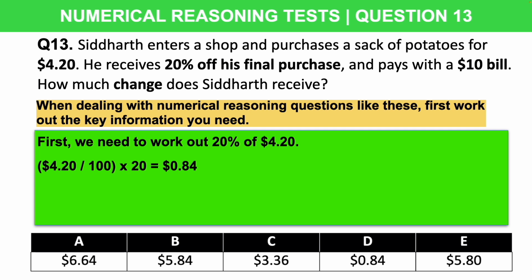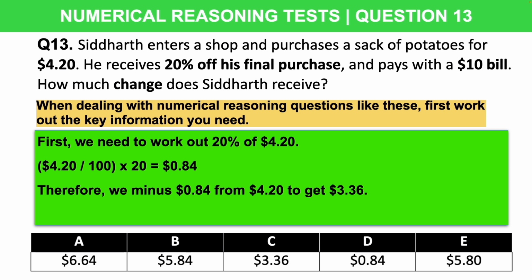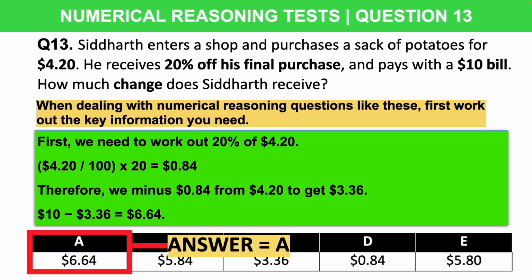So the next step is to work out the change that Sid Half received. And to do that, we need to minus the 84 cents from that original purchase price of $4.20. And that gives us $3.36. So to get our answer, all we need to do is minus $3.36 from $10, because that's what he paid with. He paid with a $10 bill, so we can minus that $3.36, which we know was the final cost that Sid Half paid, and that leaves us with $6.64. So the answer is answer A.